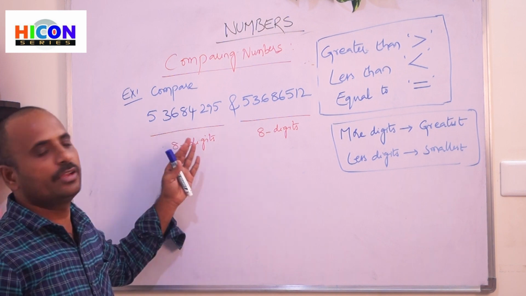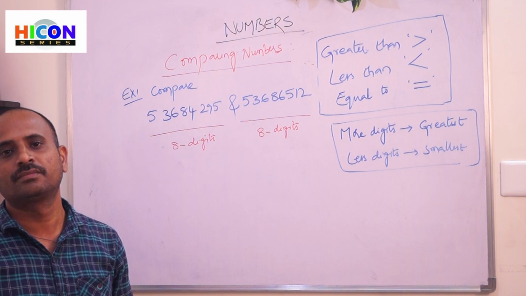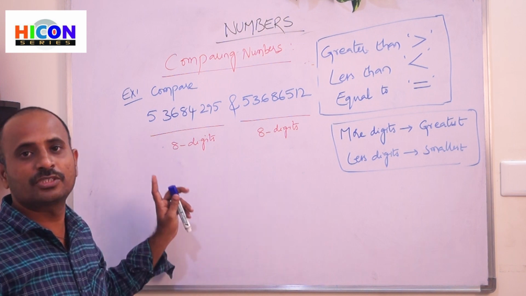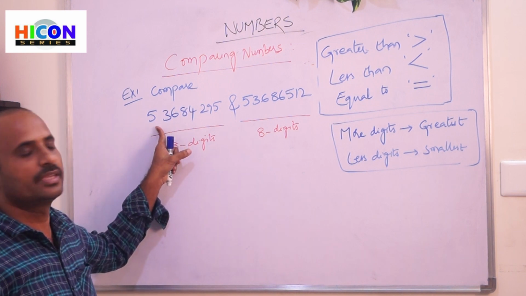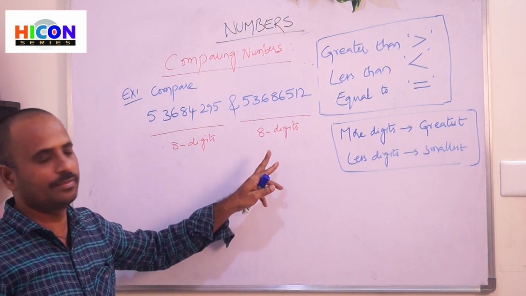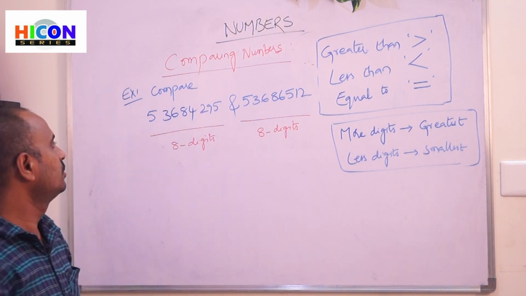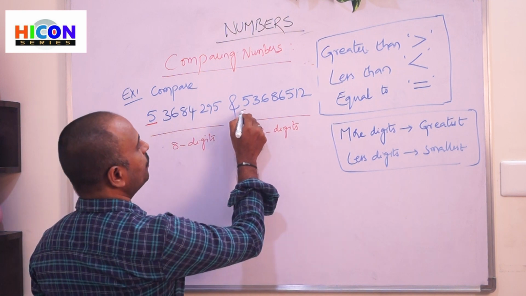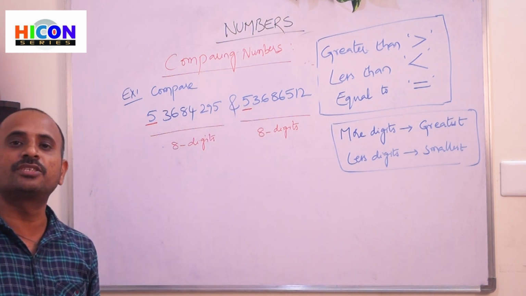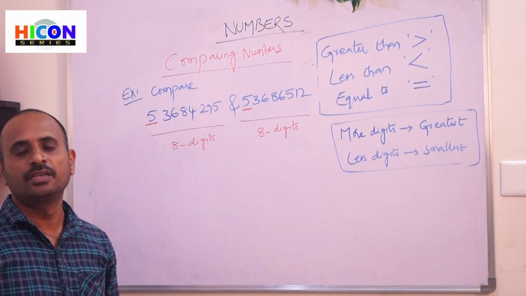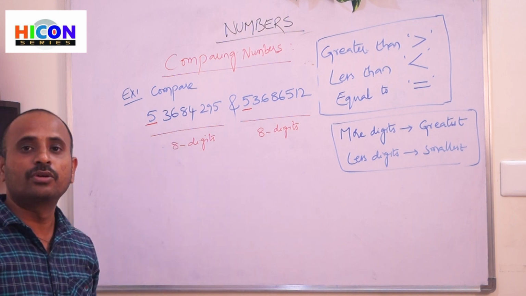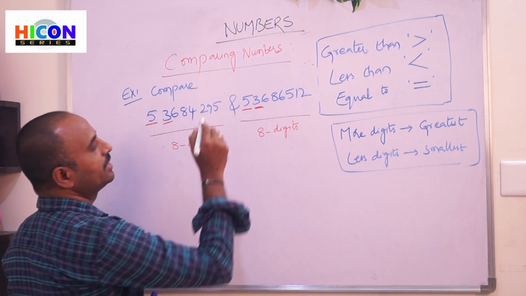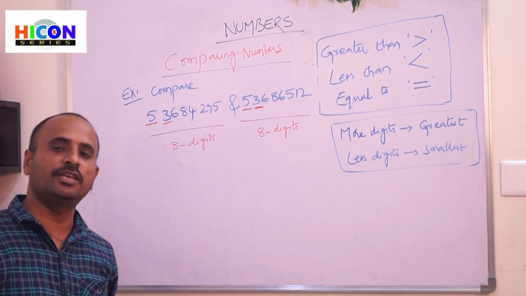So how can we compare if the two numbers have an equal number of digits? Then we have to follow another rule, that is, compare the first digit from the left side in each number. So if the number of digits are the same, then compare the first digit. So what is the first digit here? The first digit is 5, and here also the first digit is 5. So the first digits are the same in the two numbers. If the first digits are also the same, then go to the second digit. Here the second digit is 3, and here also the second digit is 3. That means the second digits are also the same.